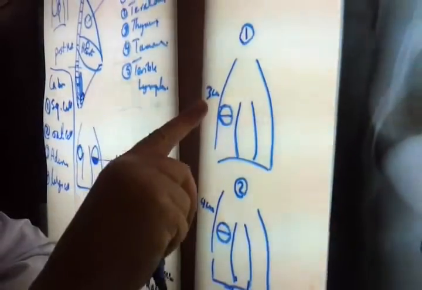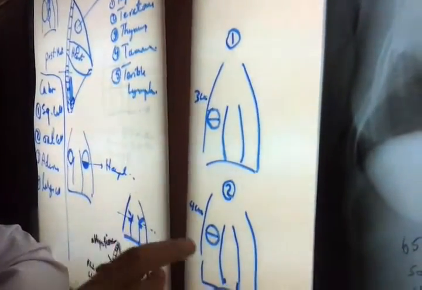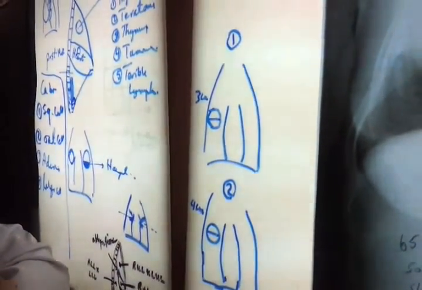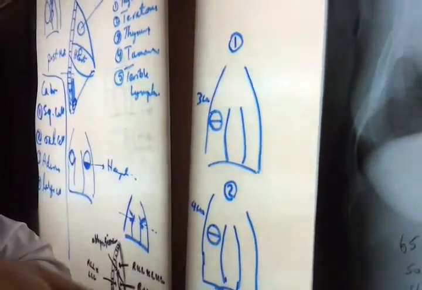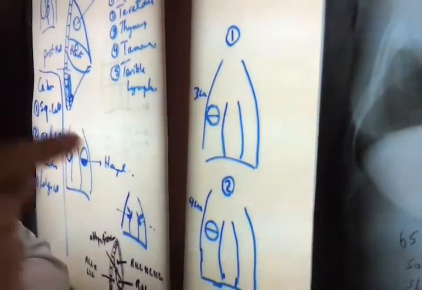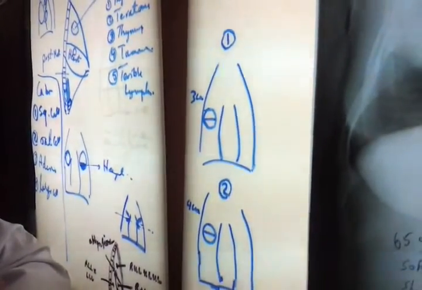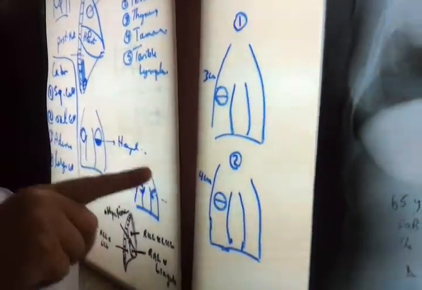is jumping from 3 centimeters to what? To 4 centimeters. Therefore, the size of the tumor is what? Double. Any increase in the diameter of the tumor, of the mass, 30%, 33%, means the size of the tumor is double.